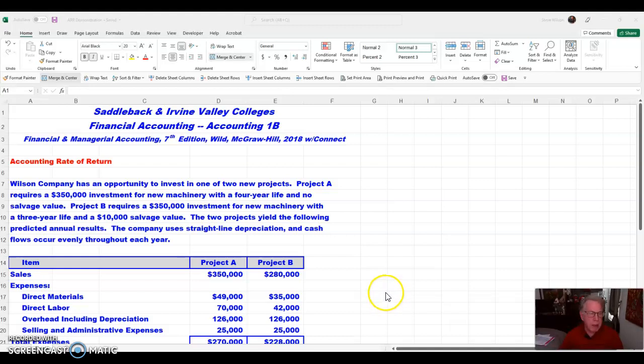Now, if we were doing net present values, or for that matter, internal rate of return, we would adjust these for cash flows, which would include an adjustment for depreciation. For accounting rate of return, we don't need to do that. We will focus on net income. So even though the company uses straight line depreciation and cash flows occur evenly throughout the year, for accounting rate of return, we don't care.